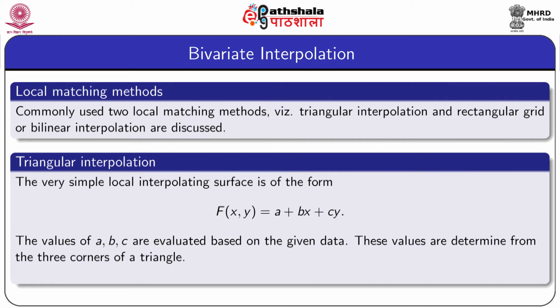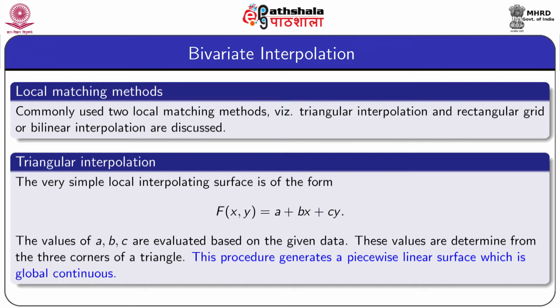This is a very simple local matching interpolation method, and for this case we assume a local interpolation surface of the following form, capital F of x y equal to a plus b x plus c y. The values of the constants a, b, c are evaluated based on the given data. These values are determined from the three corners of a triangle. That is why this method is known as the triangular interpolation method. This procedure generates a piecewise linear surface which is globally continuous.